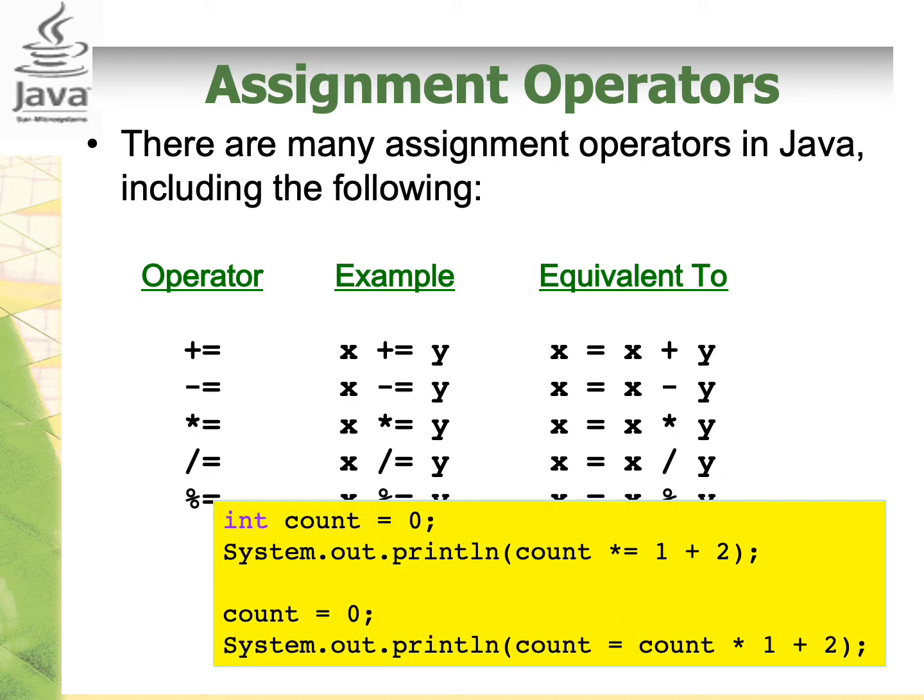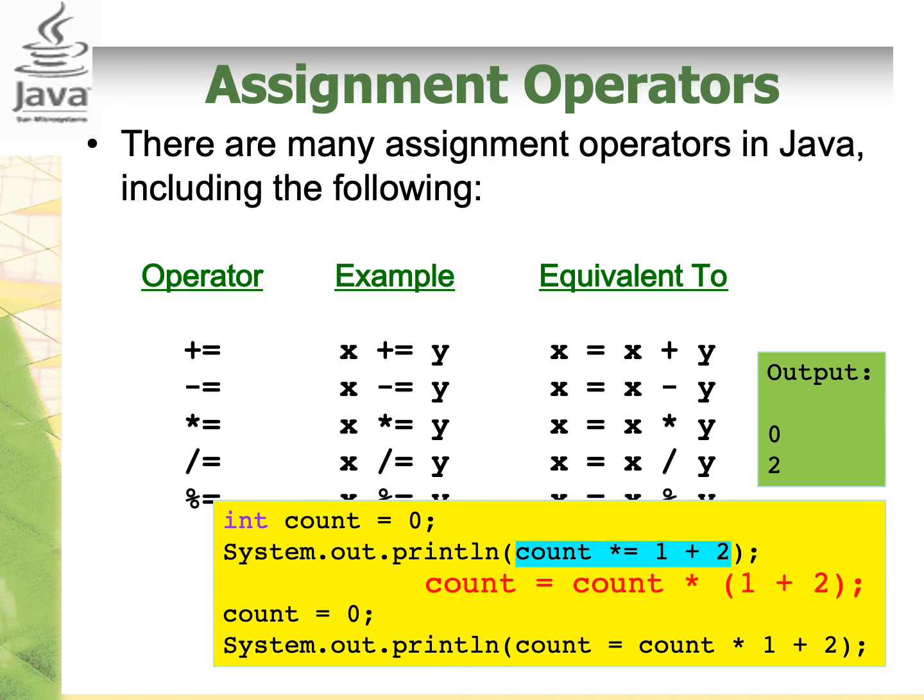However, you have to be careful when mixing with other kinds of arithmetic operations. For example, say that we have int count equal to 0, and then we have count times equal 1 plus 2. Is that the same as count equal to count times 1 plus 2? If we run this code, the first one will give us the output of 0, and the second one has the value of 2. Why do you think we have these values?